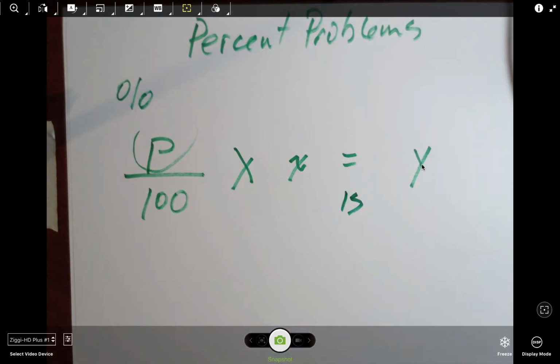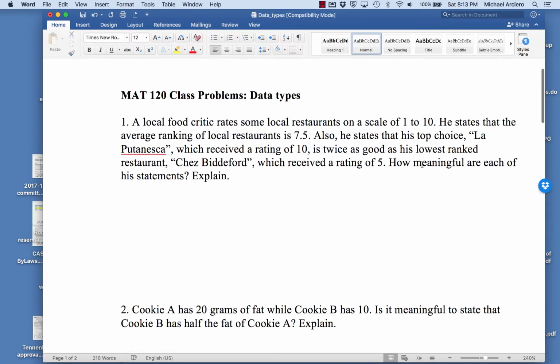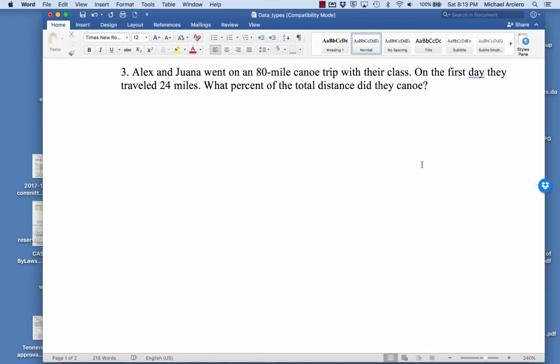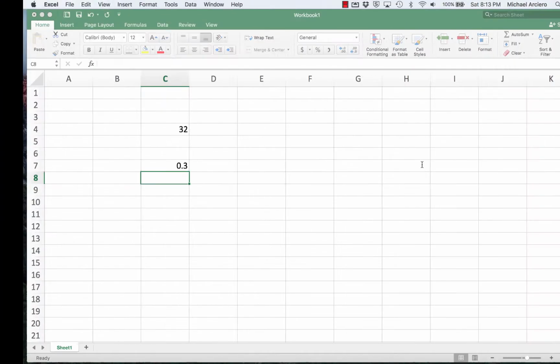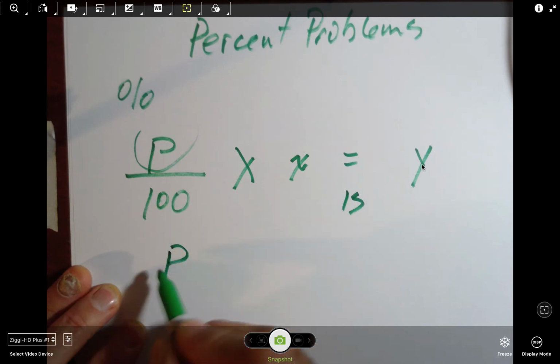Let's look at an example from our handout of the other day, class problems, data types with some percent thrown in. Alex and Juana went on an 80-mile canoe trip. On the first day they traveled 24 miles. What percent of the total distance did they canoe? So we're looking for the percent. We need to figure out what the percent is.